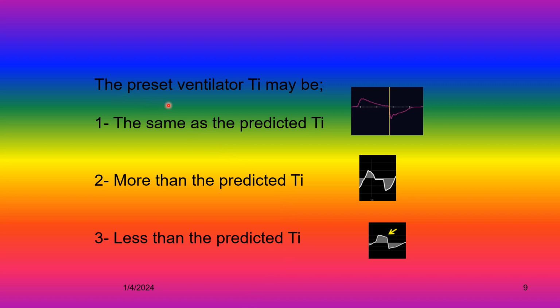To repeat again, the preset ventilator inspiratory time may be, number one, the same as the predicted inspiratory time, so the flow comes to zero. Or the preset ventilator inspiratory time may be more than the predicted inspiratory time, to develop an inspiratory pause. Or the preset ventilator inspiratory time may be less than the predicted inspiratory time. That's why the flow does not come to zero.